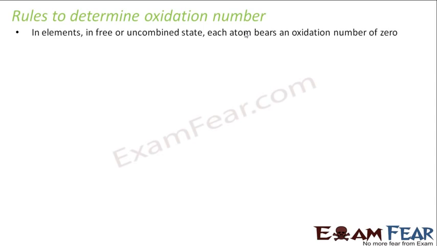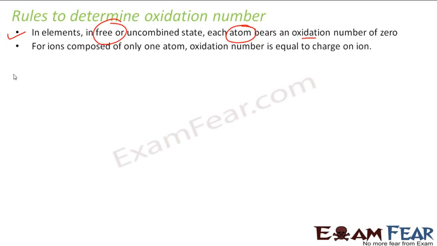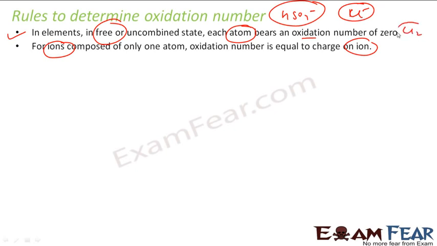The first rule says that in a free state, each atom bears an oxidation number of 0. We'll discuss all these rules in detail. The second rule says that if it is an ion, the oxidation number is equal to nothing but the charge of the ion. For example, I have Cl minus ion, so the oxidation number is -1. I have HSO4 minus ion, so the total oxidation state is -1, right?